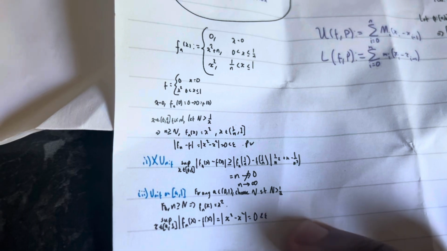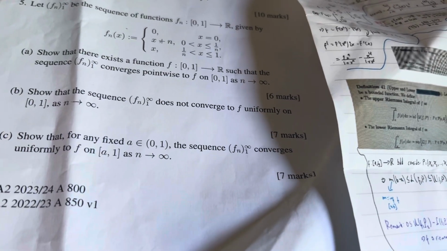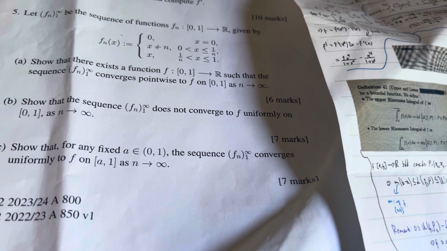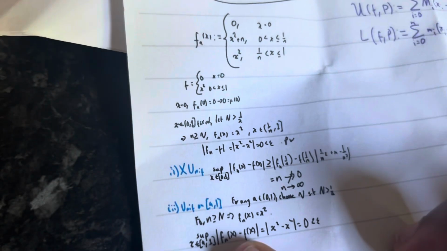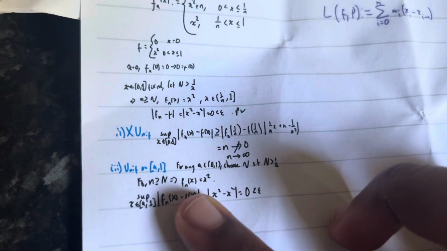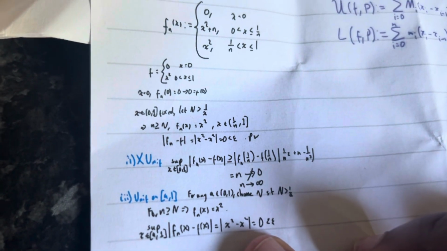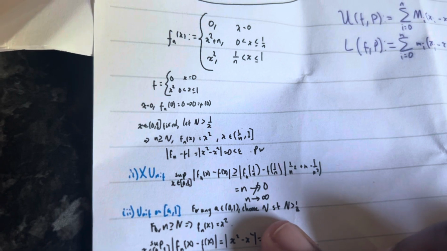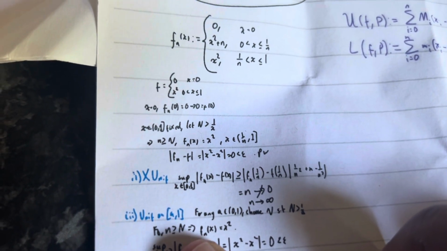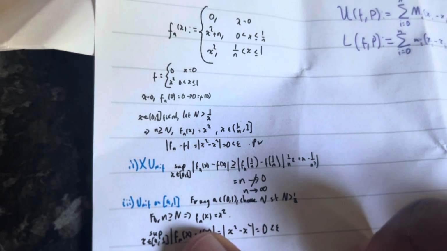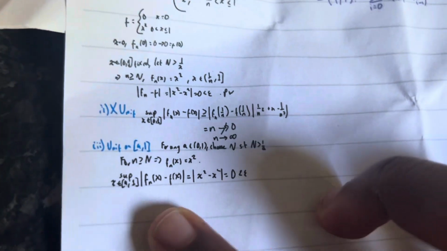And then the last question was: show that for any fixed a in (0, 1), the sequence converges uniformly to f on [a, 1] as n goes to infinity. Similar steps really. For any a in (0, 1), choose N such that N is greater than 1 over a. For n greater than capital N, fn is x in this instance, and then again just supremums. Not too bad. That was a good question.